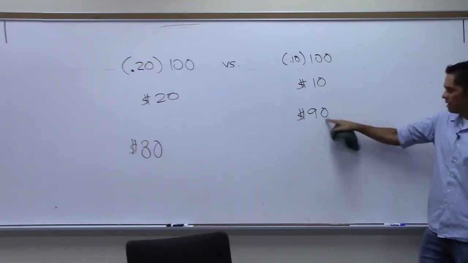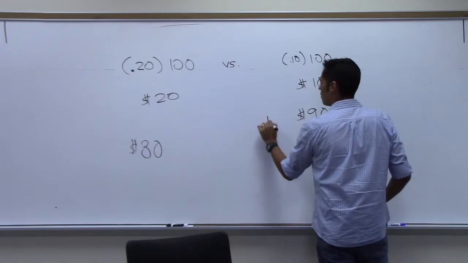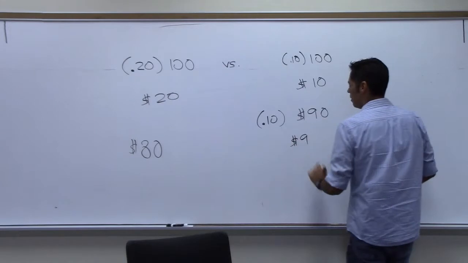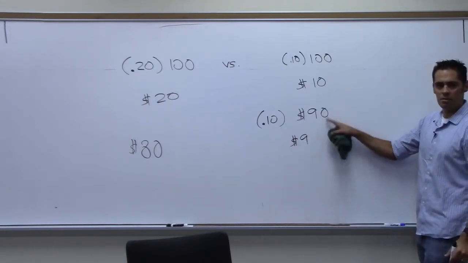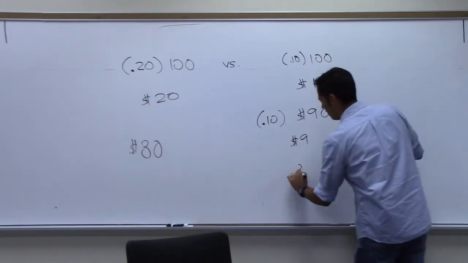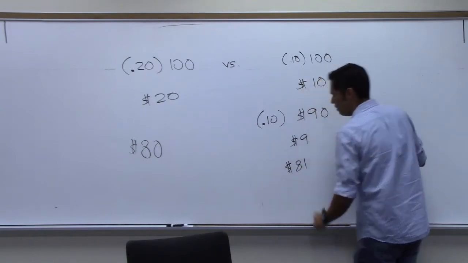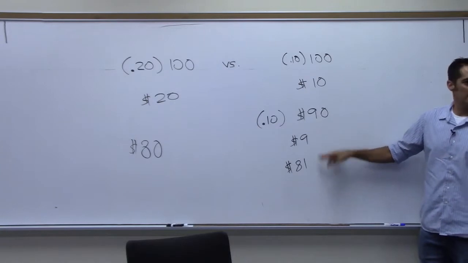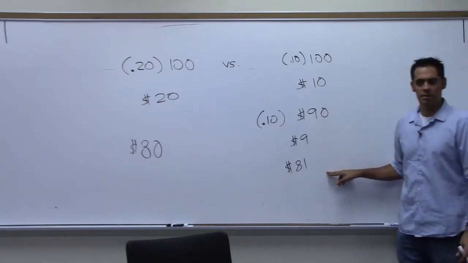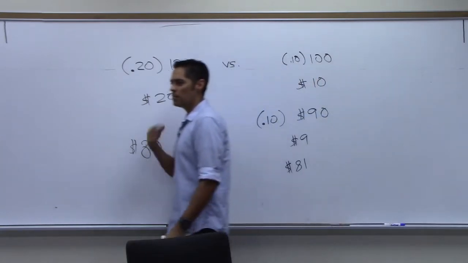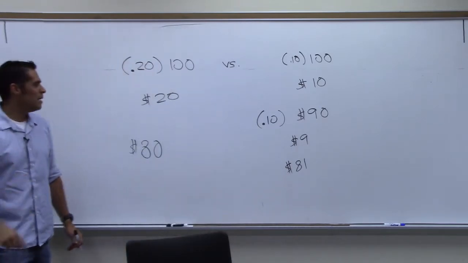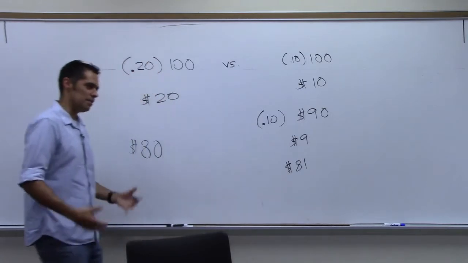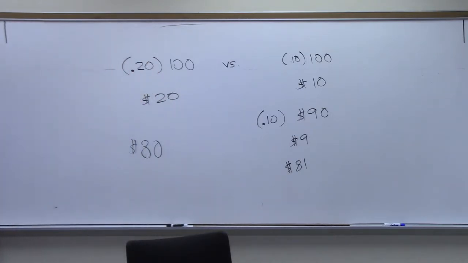So take 10% off again. What's 10% of 90? $9. So when you take $9 off of 90, you get $81. So I'm actually going to pay more if I do 10% twice than I would if I do 20% once. Now that may not make a big difference if it's a $100 purchase or a $10 purchase, but if it's like $6,000, you're going to save yourself some money, right?